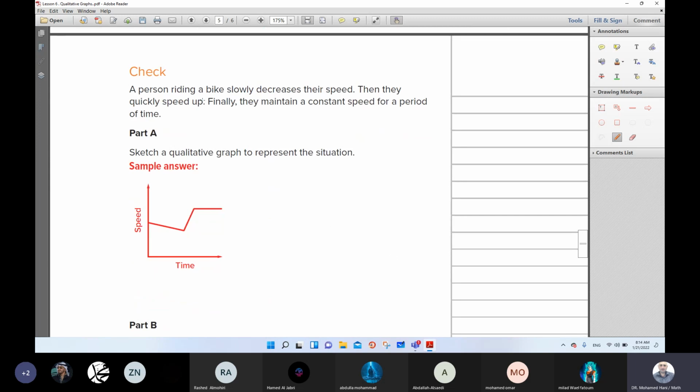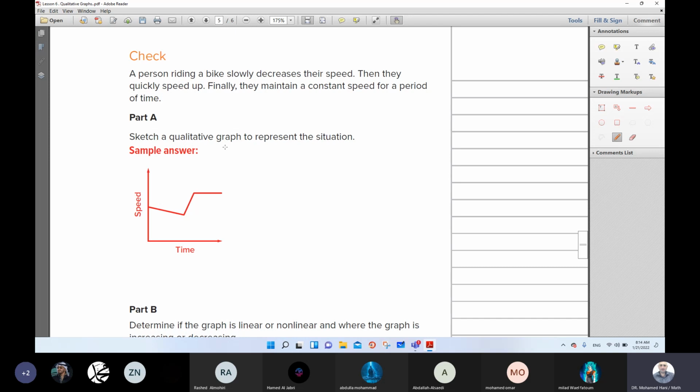A person riding a bike slowly decreases their speed, then they quickly speed up. Finally, they maintain a constant speed for a period of time. So sketch a qualitative graph to represent the situation. We have here the x-axis represents the time, the y-axis represents the speed. And as you see, this is the graph.